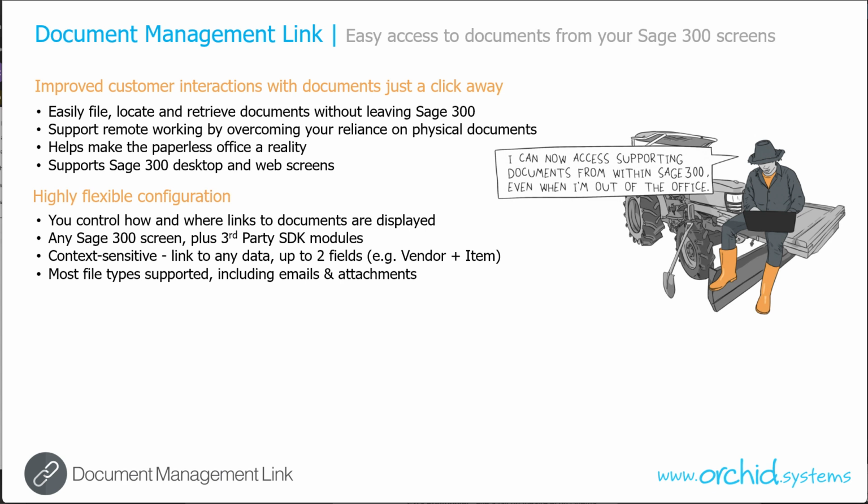It has a highly flexible configuration. You can control how and where to link documents. It applies to any Sage 300 screen and any third-party modules developed in the SDK. It is context sensitive. You can link up to 2 fields, for example, vendor and item, batch and entry number. And most file types are supported, including emails and attachments.